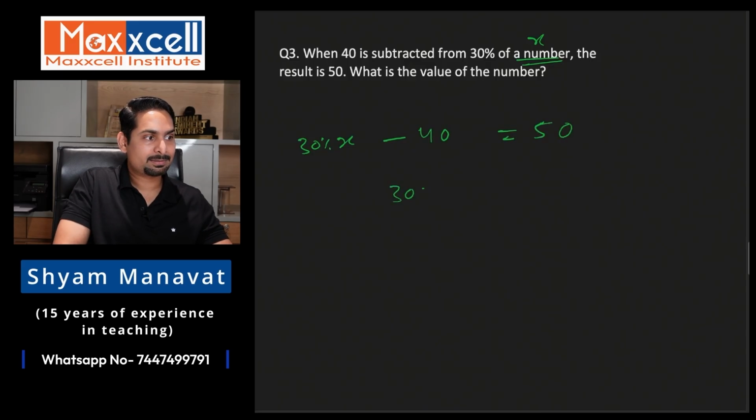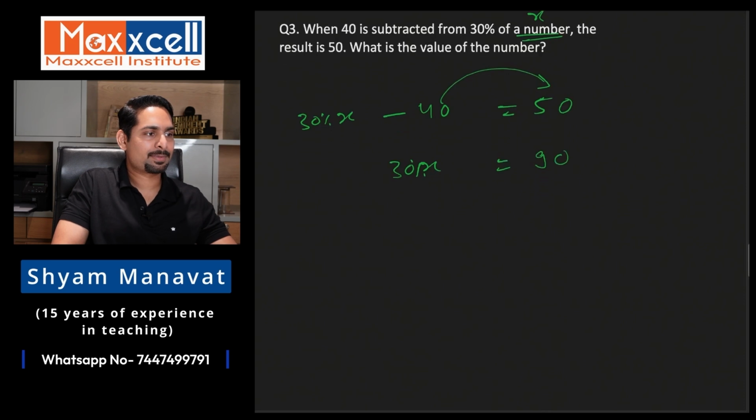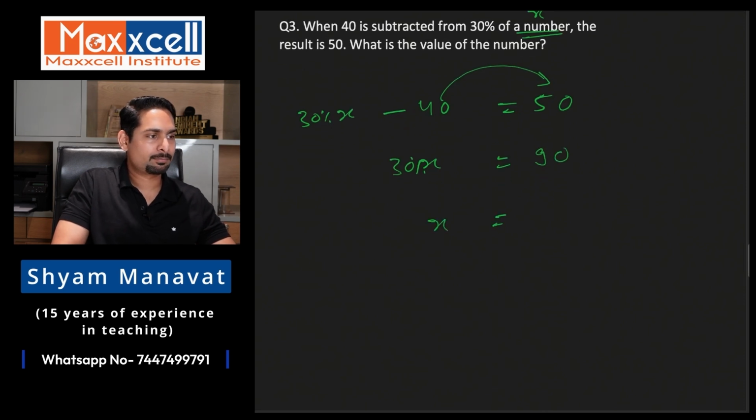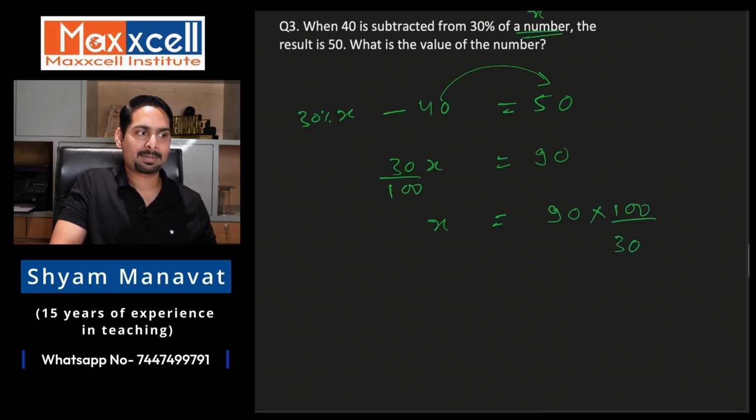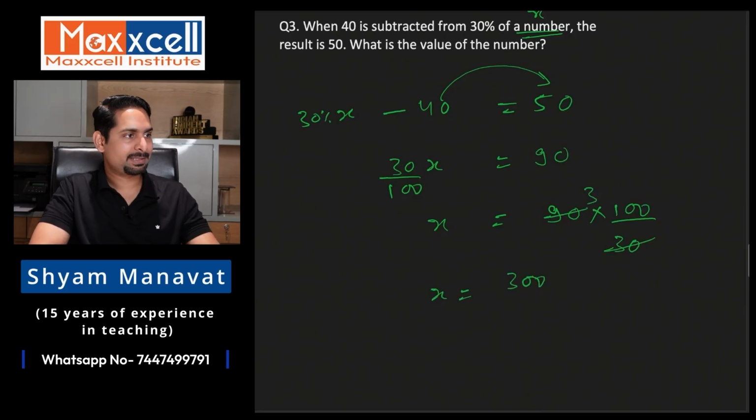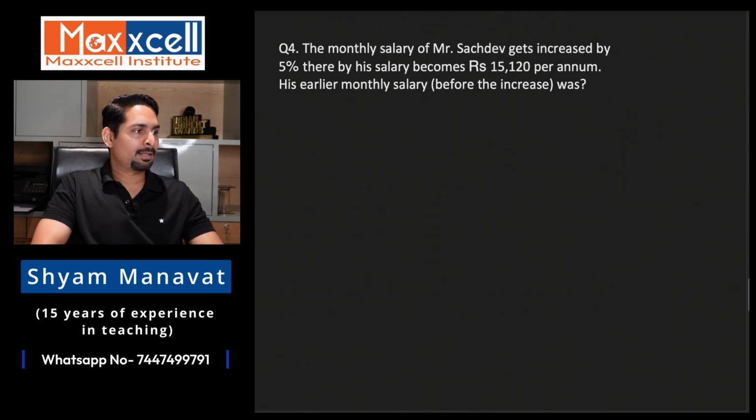It means 30% of x is equal to 50 plus 40. How much is that? 90. So x is equal to how much? 30% is 30 by 100, so we can write this as 30 by 100 times x. So x is equal to 90 times 100 by 30. Simplify this 3 times. x is equal to 300. Easy? Cool? Fine.